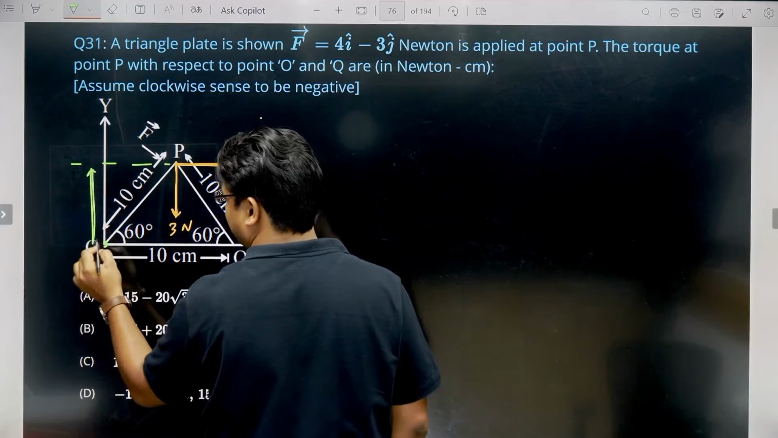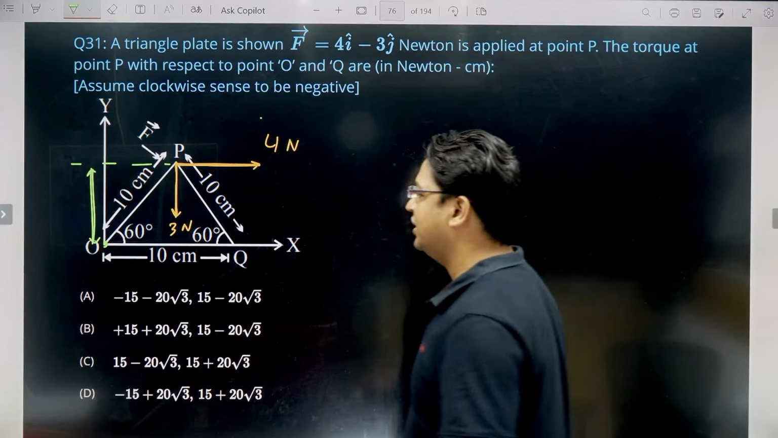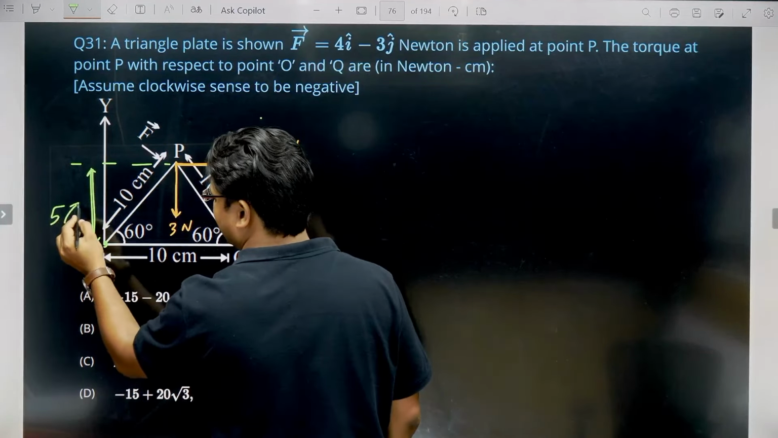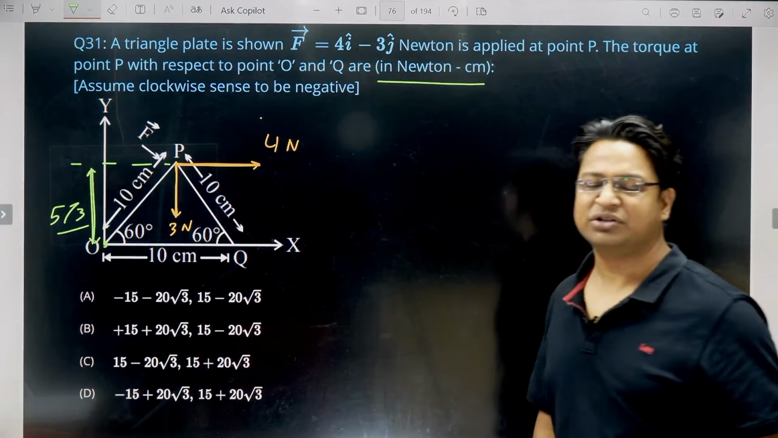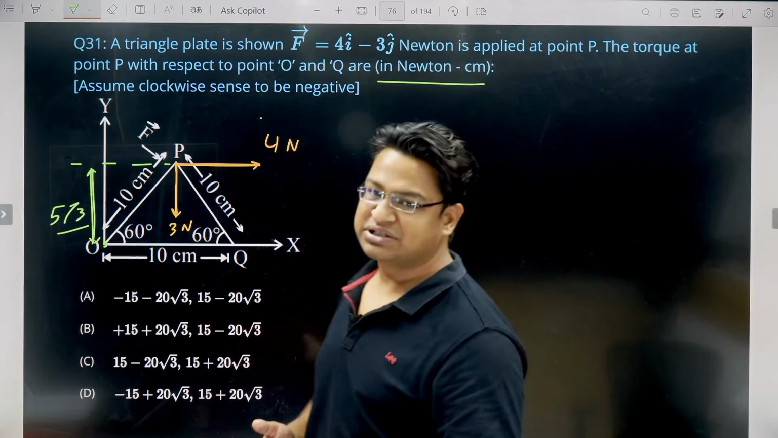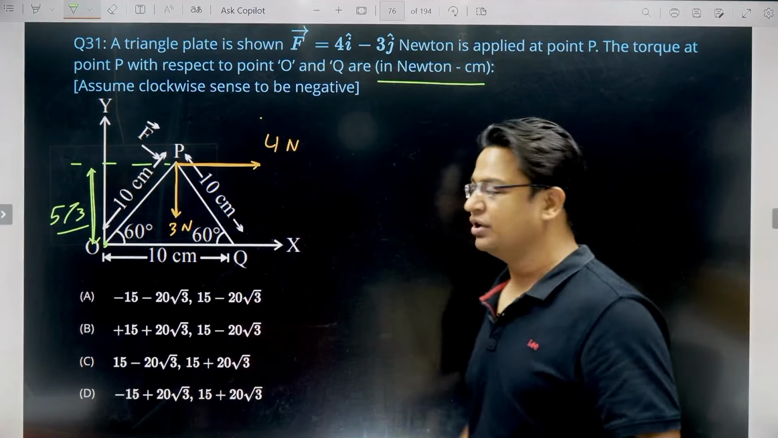Okay, which would be 10 sine 60. 10 sine 60 will become 5 root 3. Also notice the units that we need. Unit is Newton centimeter. So I'll keep the force in Newton. I'll keep the distances in centimeter. So I'll automatically take care of the units.